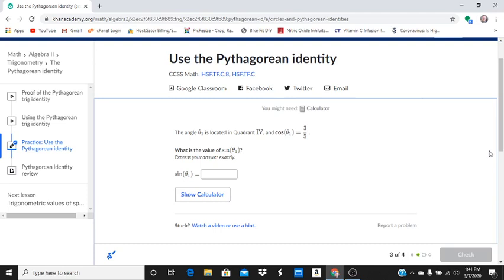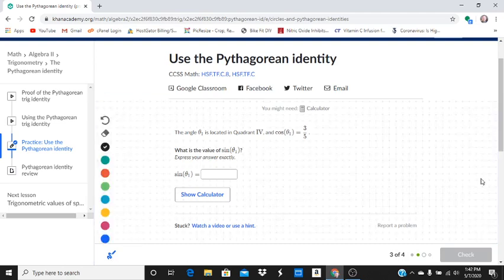It says the angle theta sub 1 is located in quadrant 4, and the cosine of theta sub 1 is 3/5. What is the value of the sine? Okay. So let's draw this out.